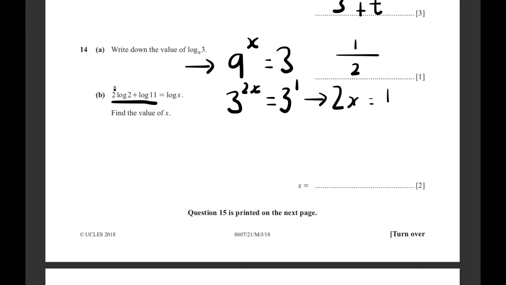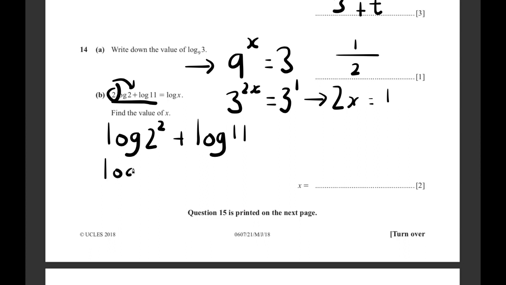Remember, in logs, you can take the number at the front, that's 2, and bring it as an index here. So what we get is log 2 squared. That's all I'm changing, plus your log 11, sorry. Like so. So all I've done is I've brought the 2 to the back. Now 2 squared is 4, so this becomes log 4 plus log 11.